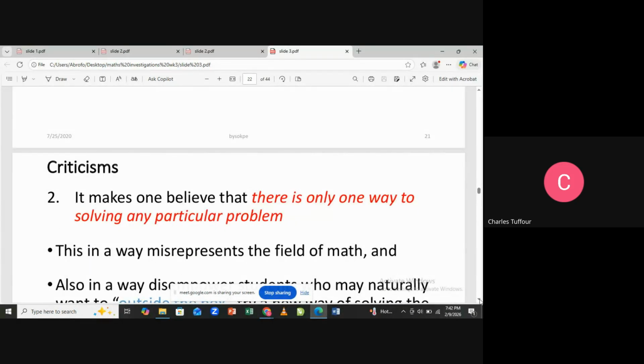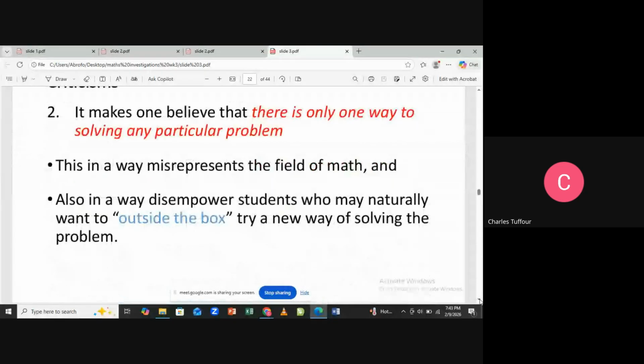Good. It makes one believe that there is only one way to solving any particular problem. And you bear with me that it is true. What a child has been given, you want them to use the same approach to solve the task ahead. So they believe that there is only one way, and the way is what the teacher has given them that they should use to solve the problem. That is a criticism. Don't forget these things in the exams. It should be at your fingertips.